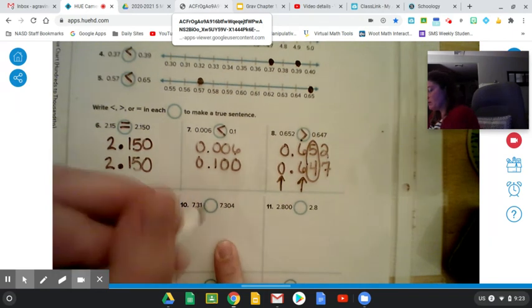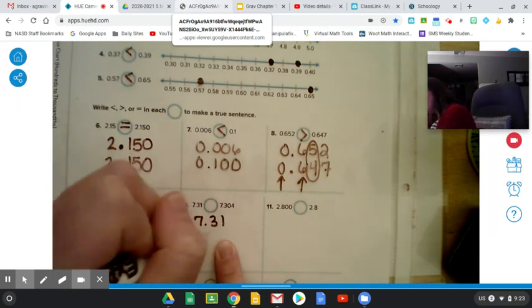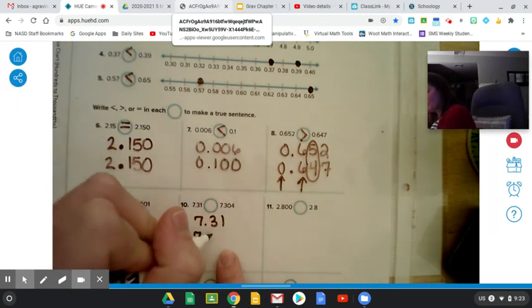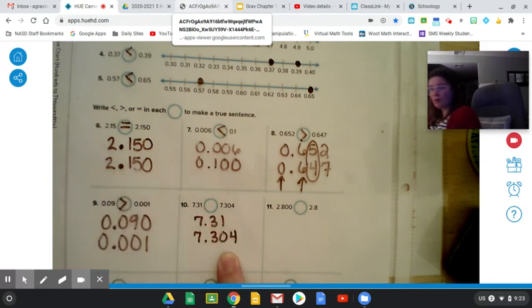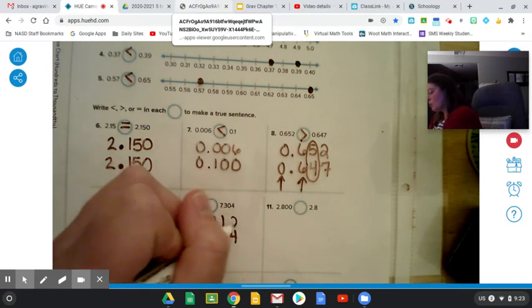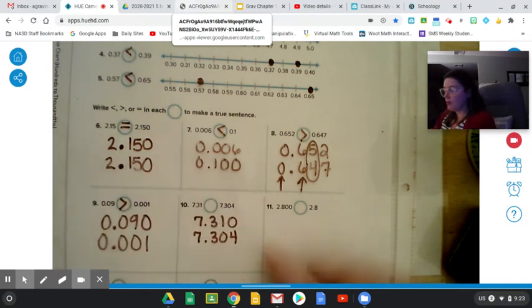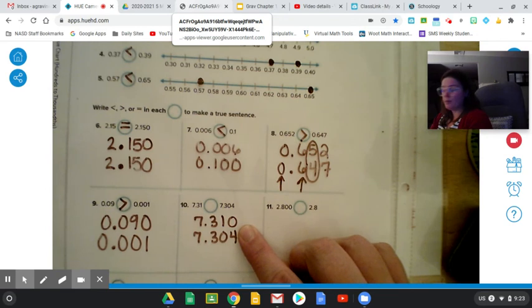Number 10, 7.31 compared with 7.304. I can see that my first number only is in the hundredths. My second is in the thousandths. So I'm going to annex a 0 and have them both be in the thousandths.